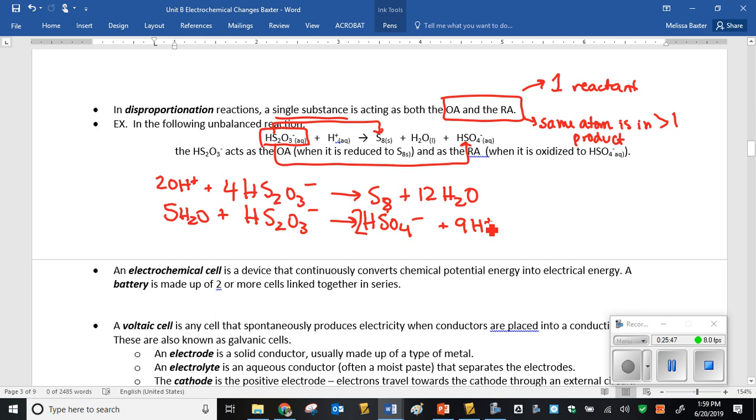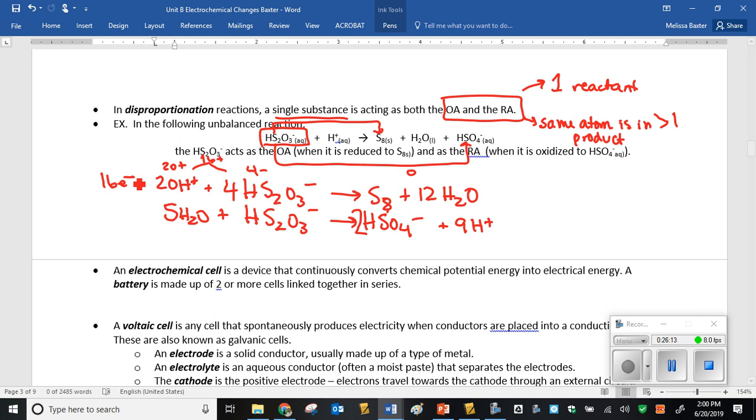Once you do that, then you check the charges to add electrons. So if I look at my top reaction, I have 20 positive charges, 4 negative charges here, and then I have 0 on the other side. So altogether, this is 16 positive charges. So I would need to add 16 electrons to get that down to 0 so that it matched the other side.